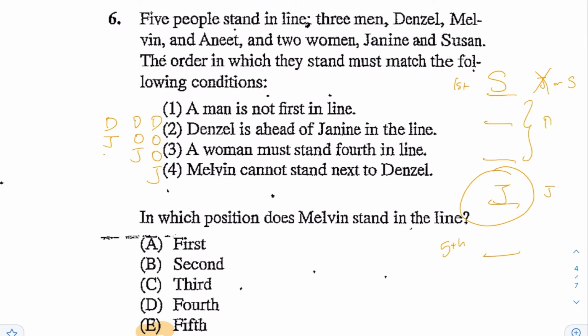Then of the second and third, one has to be Denzel. And Melvin can't stand next to Denzel. So no matter where Denzel is, either second or third, Melvin can't be second or third, so Melvin has to be last, choice E. And the middle two has to be either D and then A, or A and then D. We can't tell which one is which. But we know Susan is first, Janine is fourth, and Melvin is last. So the answer is choice E here, just by using the process of elimination.